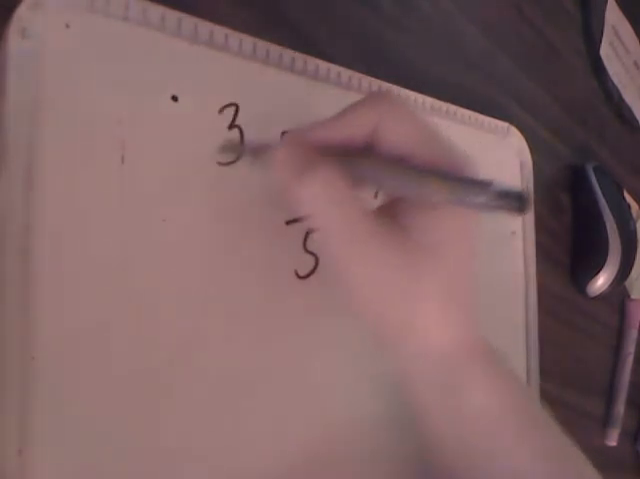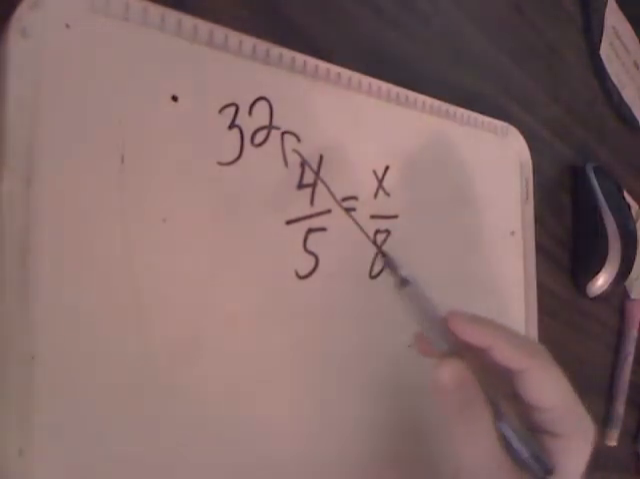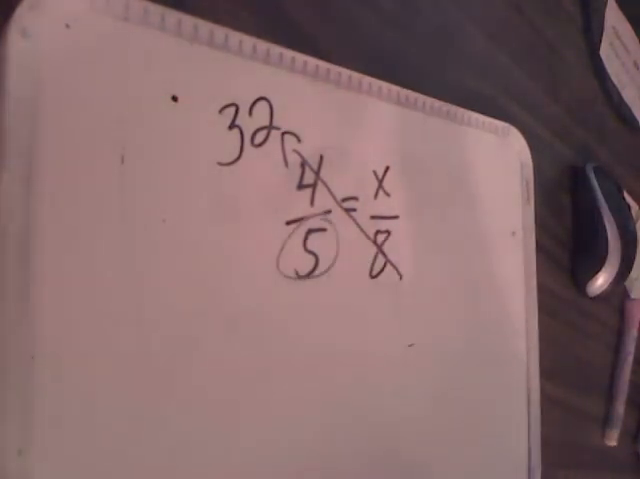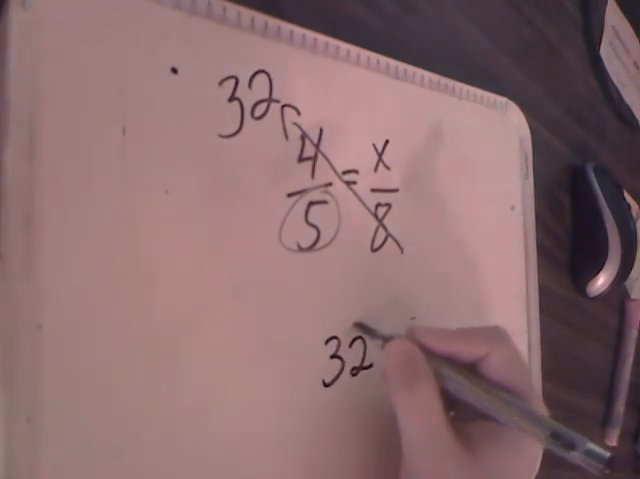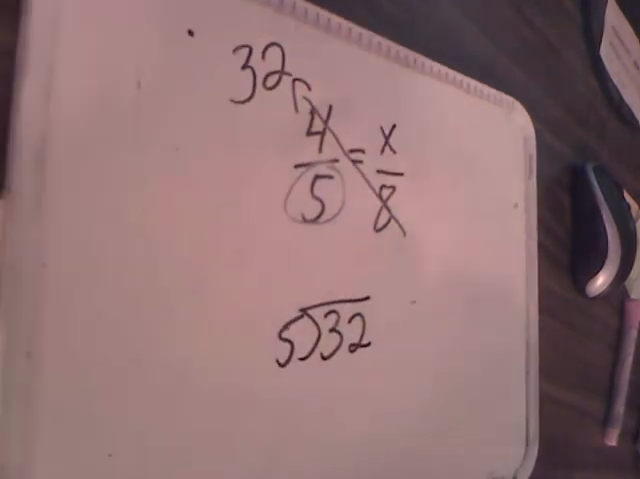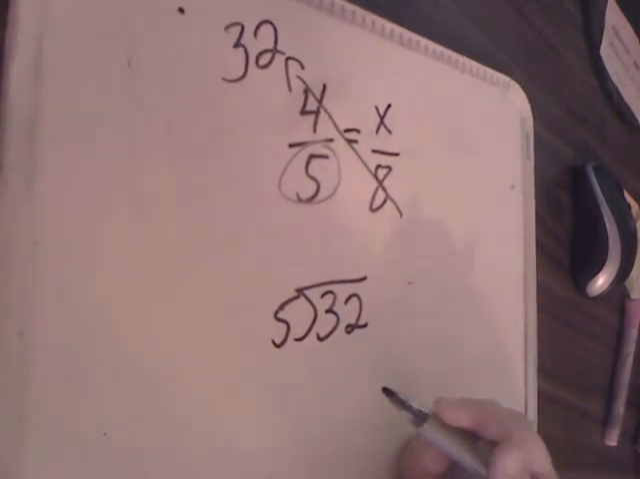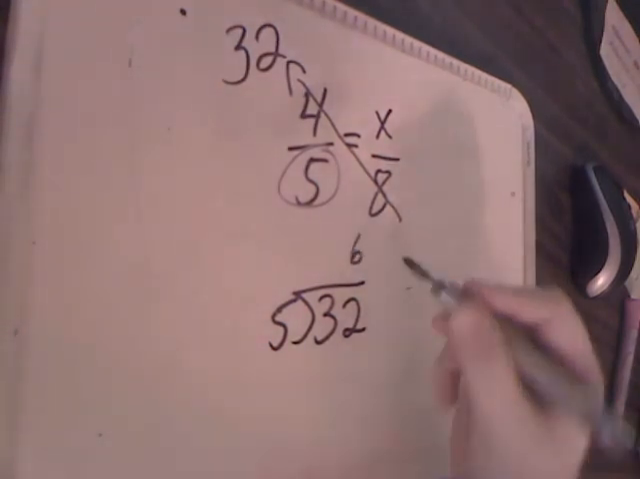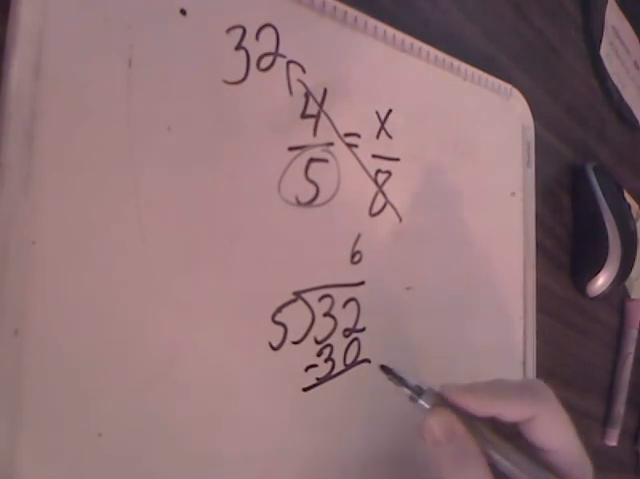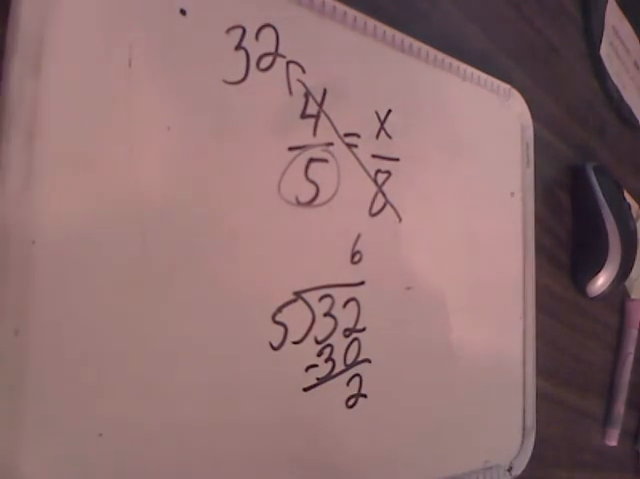4 times 8, well, 8 and 8 is 16, 16 and 16 is 32. And now that I've cross-multiplied, I have to divide. So I'm going to take 32 divided by 5. Because I'm not 100% sure what that is, I'm going to work it out here. That's okay. 5 goes into 32. Well, I already know that 5 times 6 is 30, but I have a 2 left over.